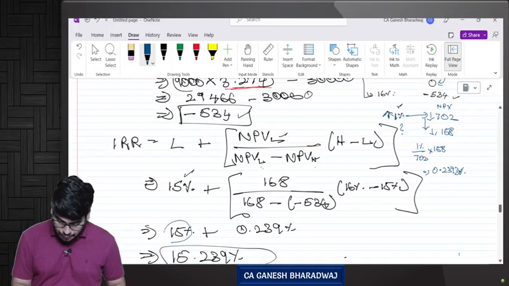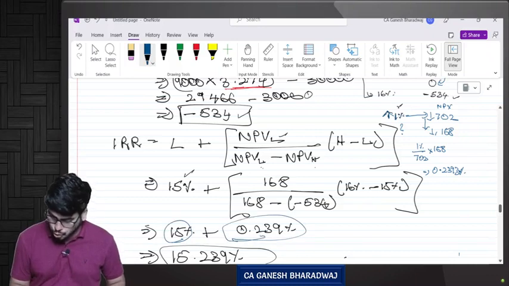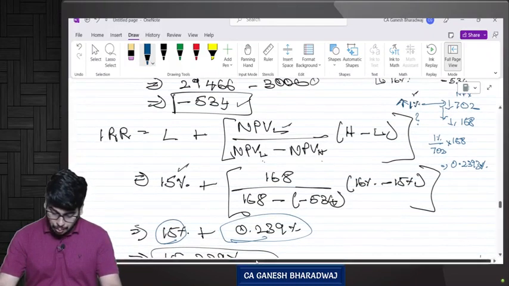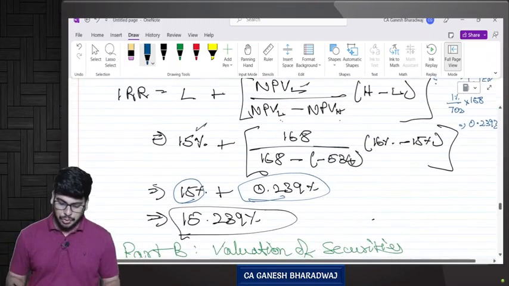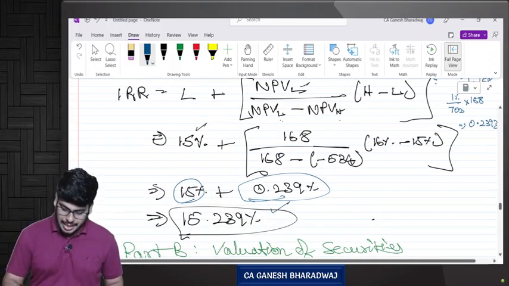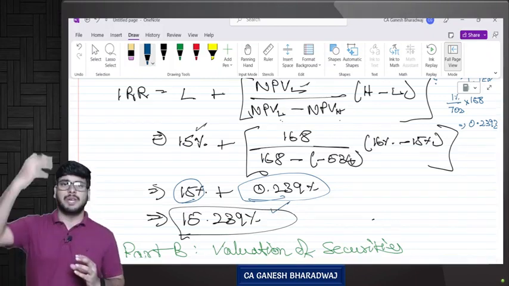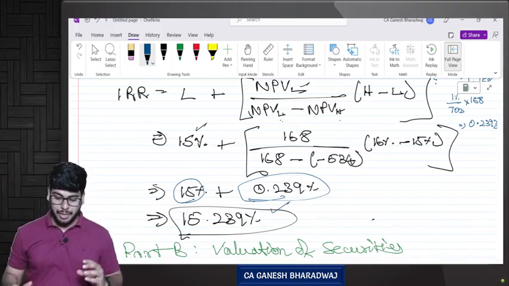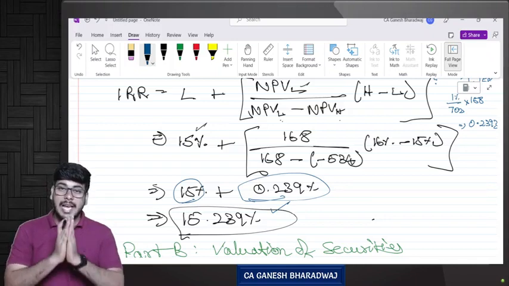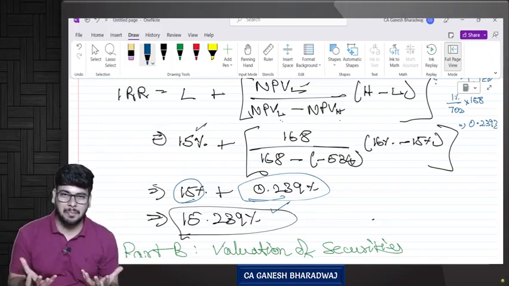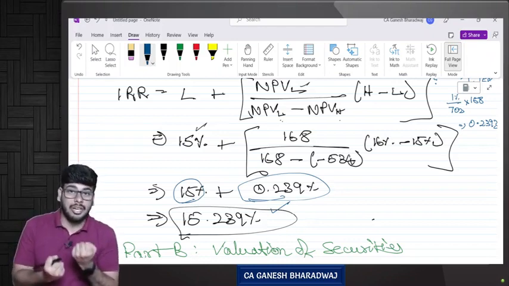Look at this. 15 percent plus 0.239. So 0.239 percent should be the increase over and above your 15 percent. So if you look at this, technically you get your IRR to be 15.239 percent. If you now substitute R equal to 15.239 percent, exactly your NPV will be equal to 0.